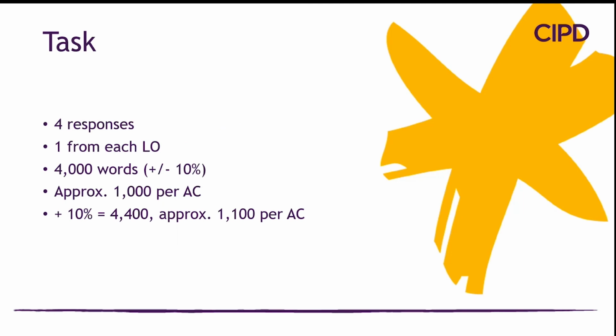This assessment requires you to write 4 responses that address 4 of the 15 assessment criteria, also referred to as ACs. The overall word count for the assessment for this unit is 4,000 words plus or minus 10%. To ensure full coverage of all ACs, this means approximately 1,000 words can be allocated to the answer for each AC. The extra 10% allows up to around 1,100 words per AC.